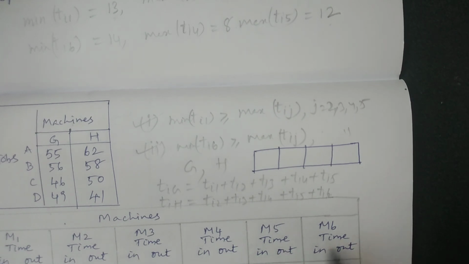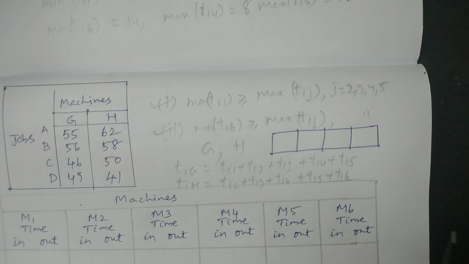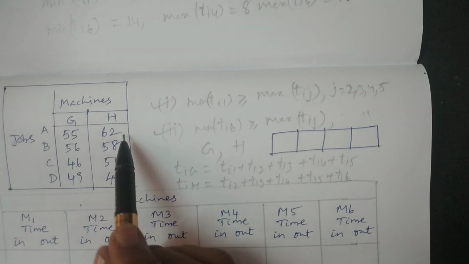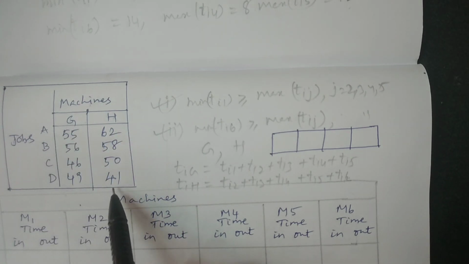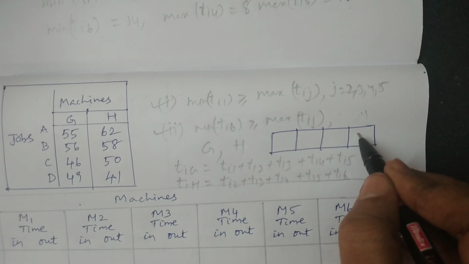To get the optimum sequence, you have to apply Johnson's algorithm for n jobs and 2 machine problem, as usual. What is the minimum processing time here in the entire G and H? It is 41. You have to place D at the last of the sequence.